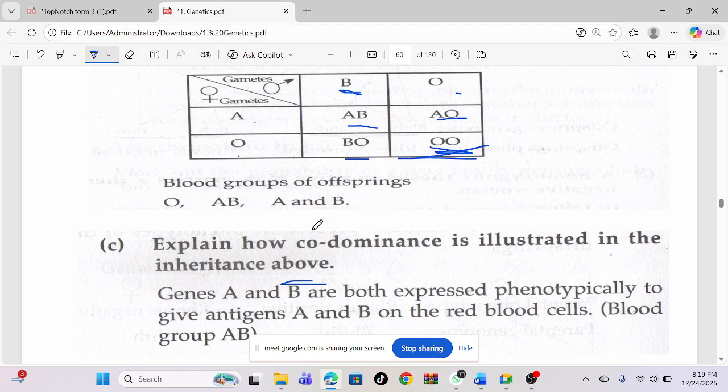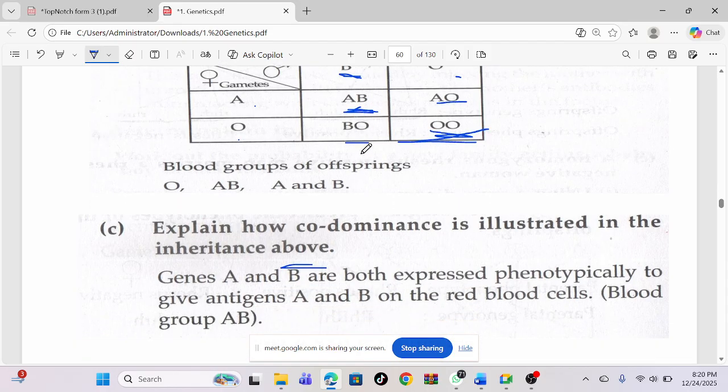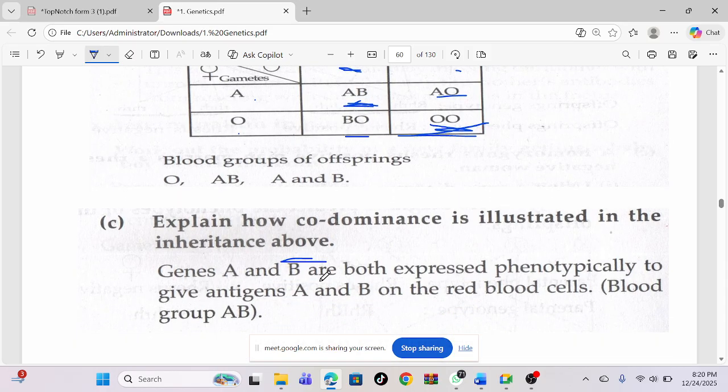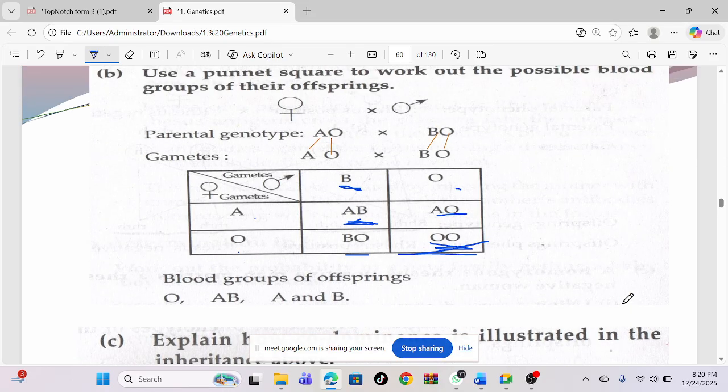Codominance imeillustratiwa kiaje? Codominance ni ile inakwambia nini? They show themselves phenotypically. For example, hapa they have blood group AB. So naona the blood group AB already naona hapa. So the reason is gene A and B are both expressed phenotypically to antigen A and B on the red blood cells, thus forming blood group AB. That's known as codominance.